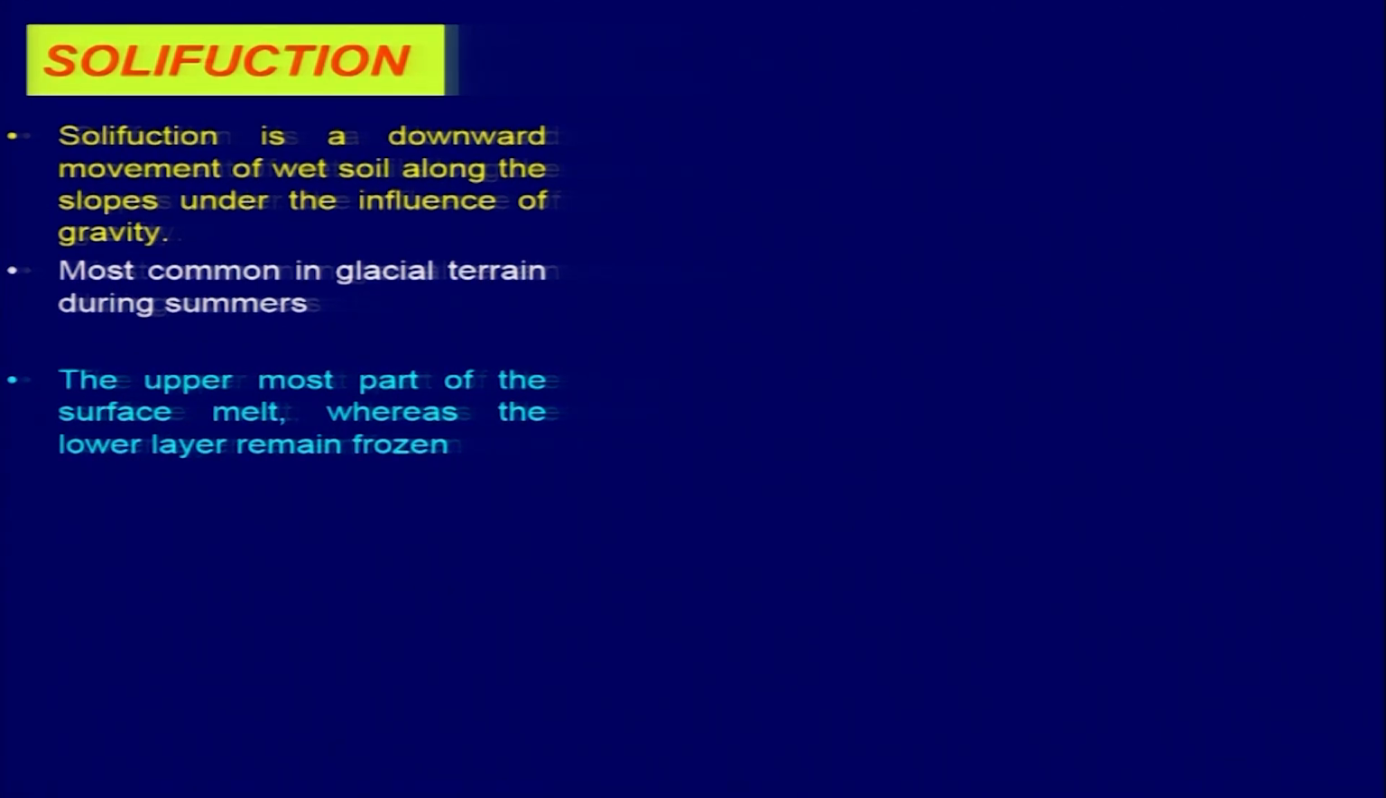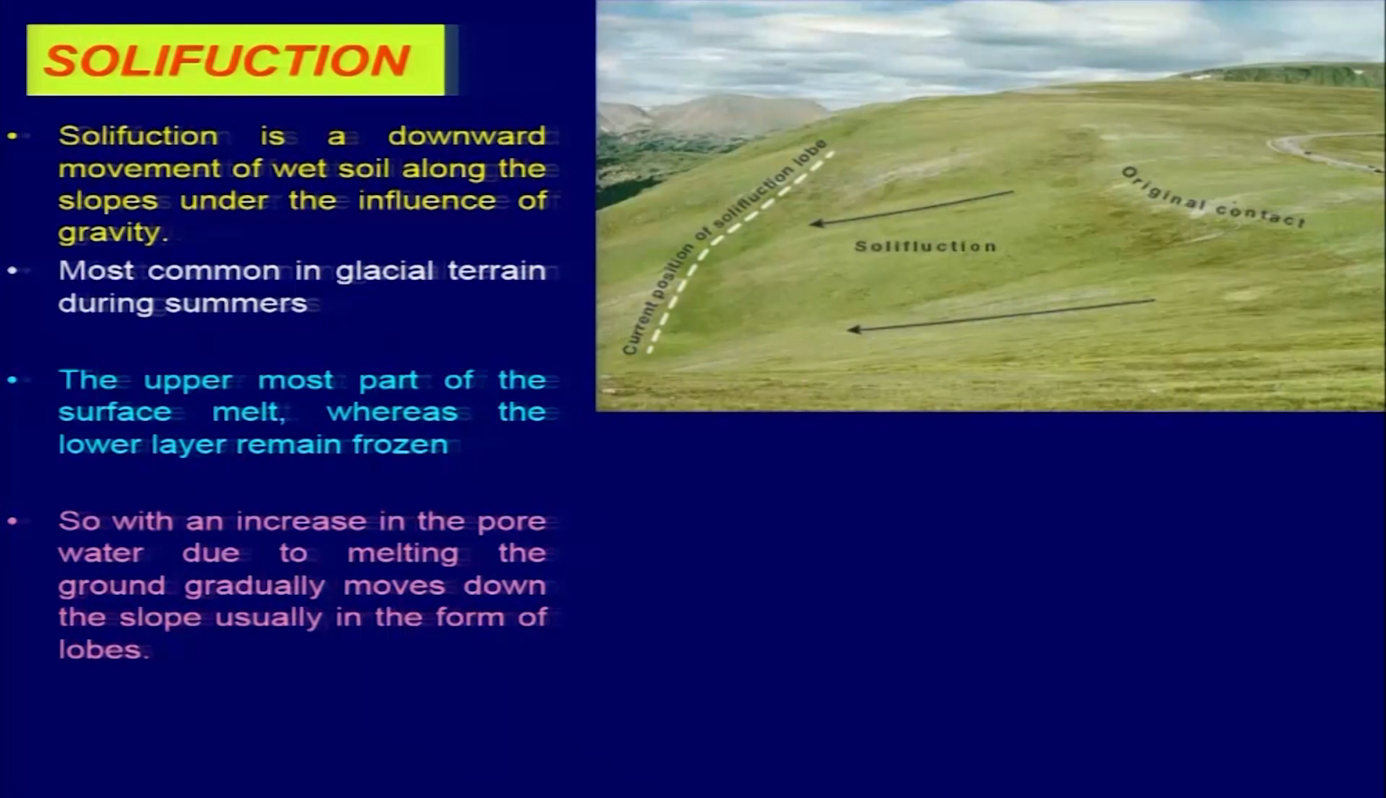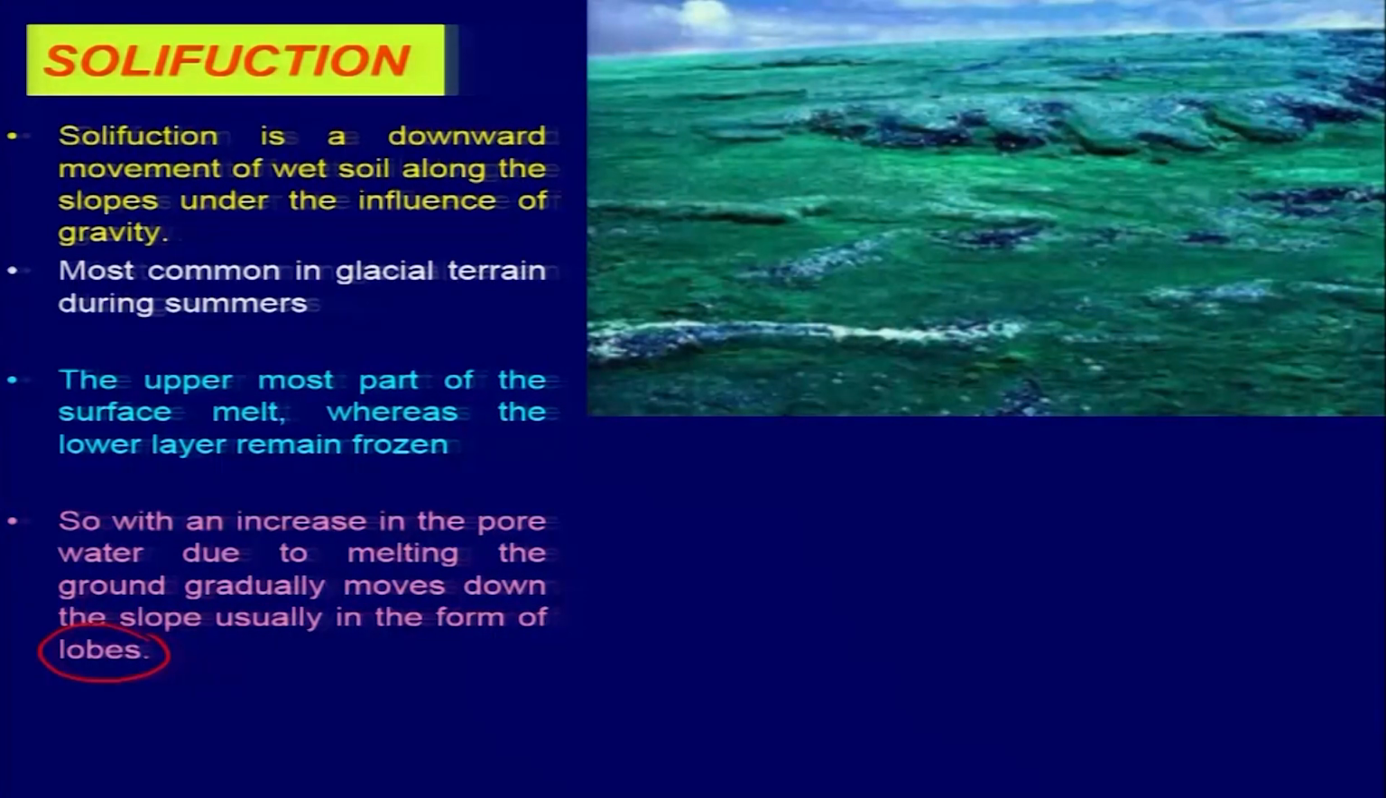and this happens during the summer when there is a melting of the snow cover surface, the uppermost surface, and it will be in very slow movement. So, with an increase in the pore water due to melting of the uppermost soil cover because of the melting of the snow, there will be movement of ground gradually along the slope, and this will result in the formation of typical lobe like structures, which you can see in this slide also.